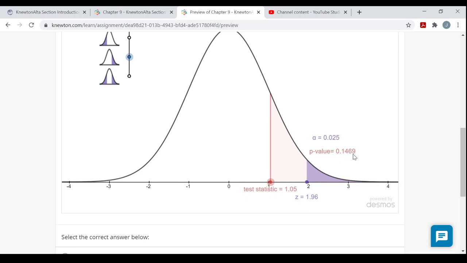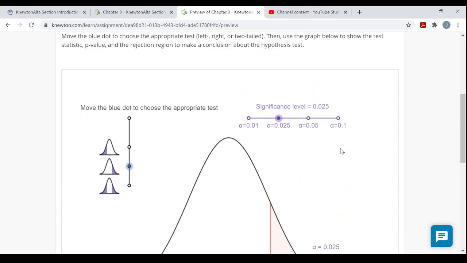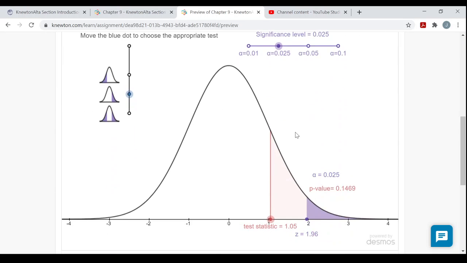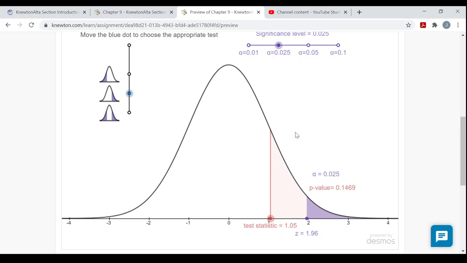You can also tell that from the p-value. The red area, the area to the right of your test statistic in a right-tailed test, is called the p-value, and the p-value is greater than alpha. If the p-value is greater than alpha, you're not in the rejection region. You don't reject the null hypothesis. Now the null hypothesis here would be that the average equals 9. Remember, the null hypothesis involves equality, and the alternative hypothesis does not. So we would not reject the null hypothesis based on this sample, based on this evidence.